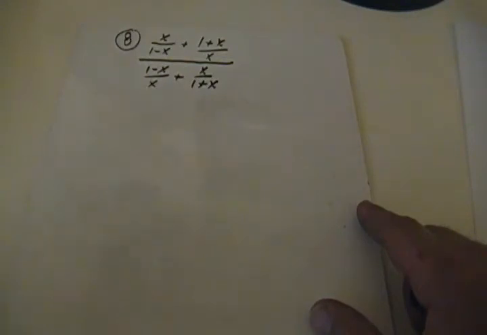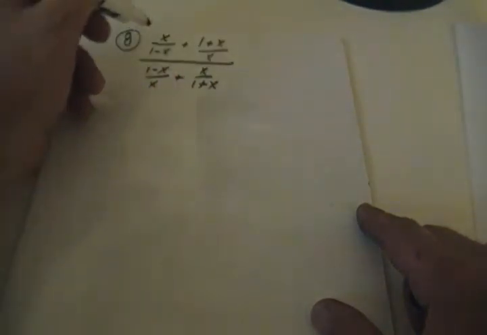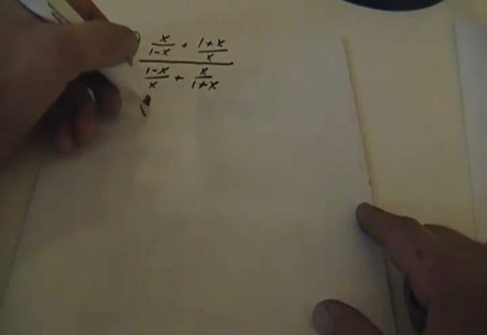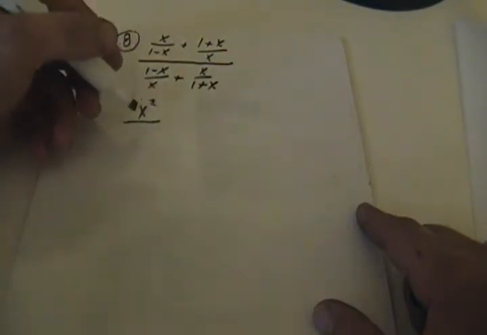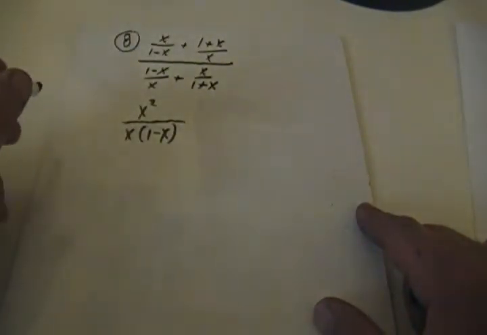So not really much in common. So what we can do is multiply the left side, this x over 1 minus x, by its partner over here, x. So that means we're going to multiply the top and bottom both by x. So when we do that, we're going to get x times x is x squared, and then we're going to have one denominator of x times 1 minus x. So let's leave it like that for right now.